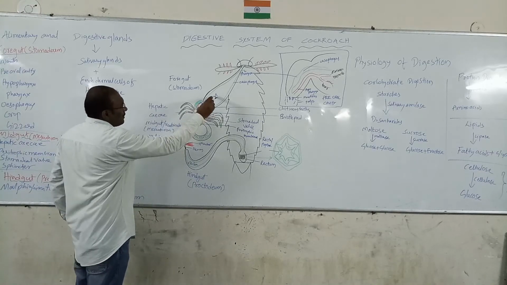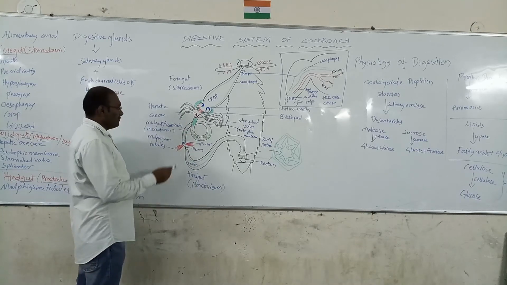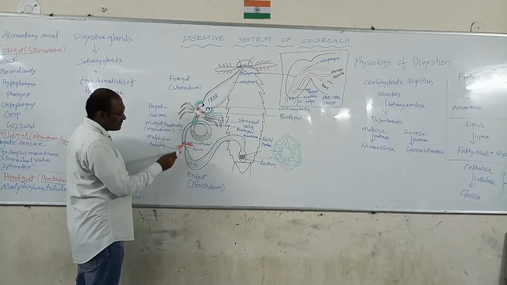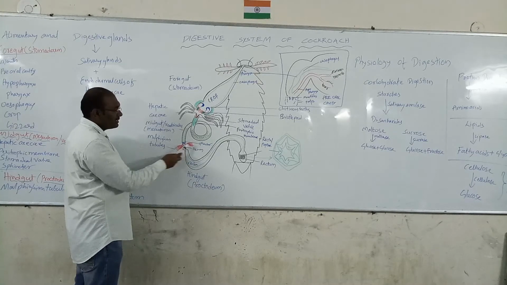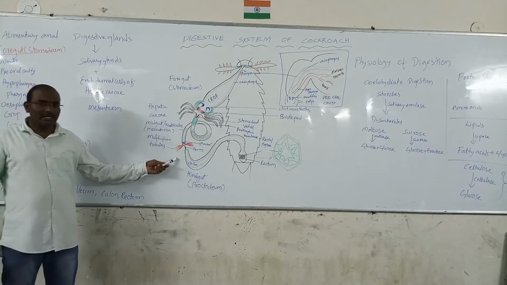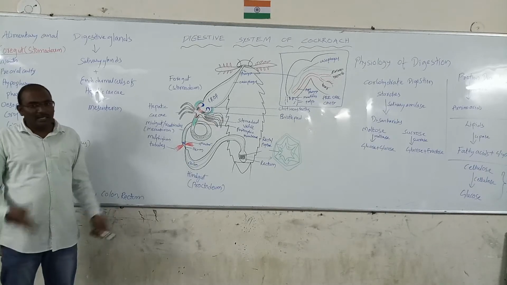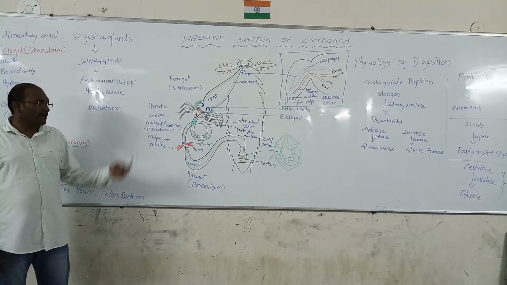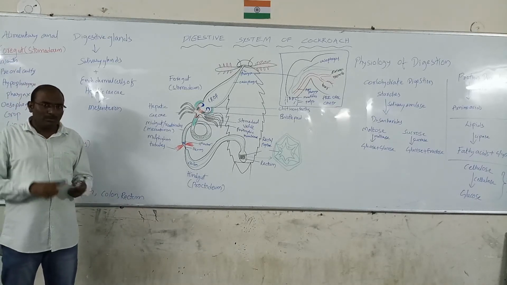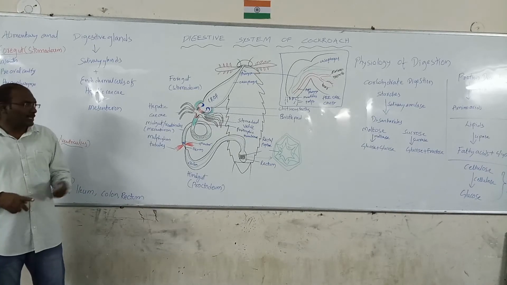Between the junction of foregut and midgut, hepatic caeca are present. As I say, between the midgut and the hindgut junction, yellow colored malpighian tubules are present. These are 6 to 8 bundles of fine thread-like structures. They absorb uric acid from hemolymph in the form of potassium urate. Not only potassium urate, but also some amount of CO2 and some amount of H2O.